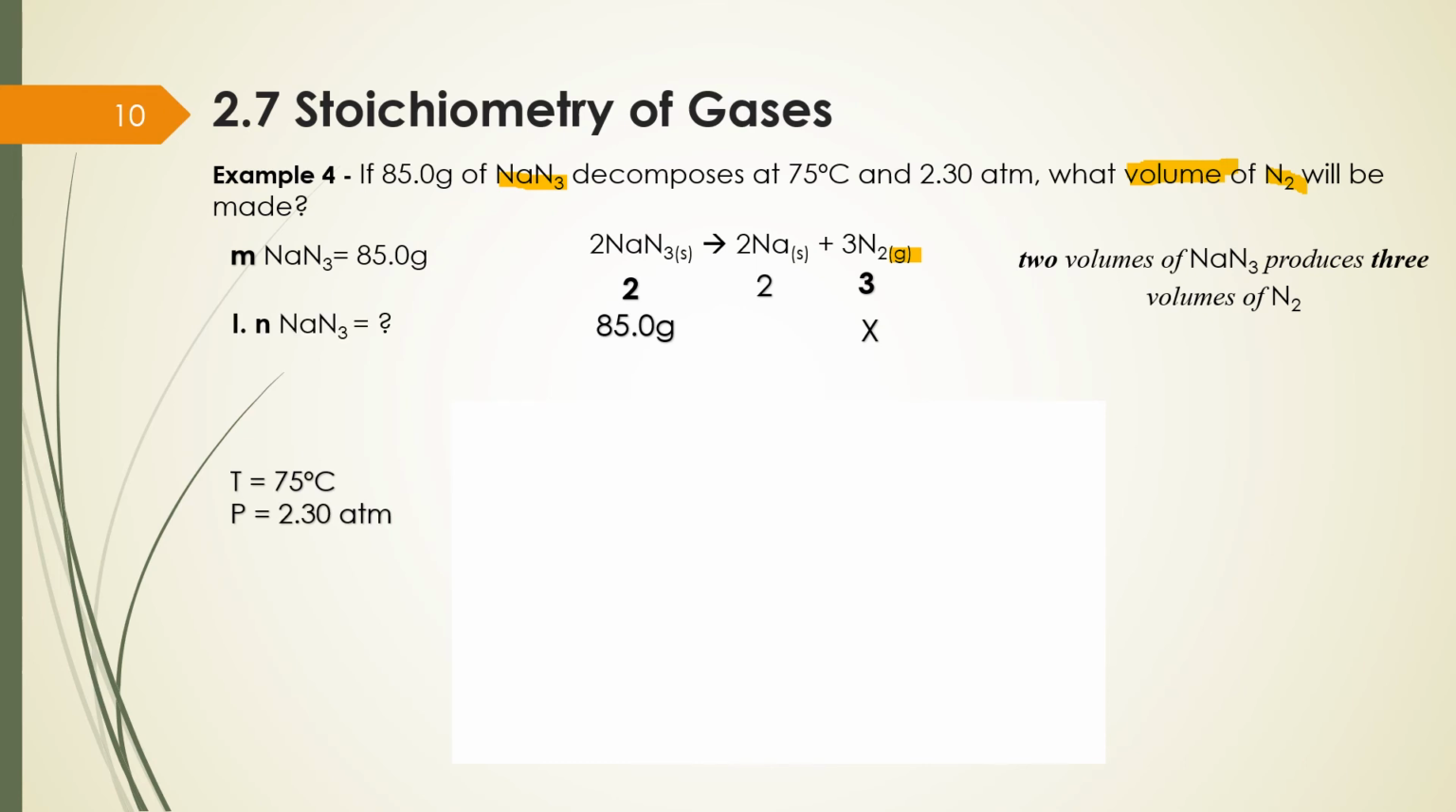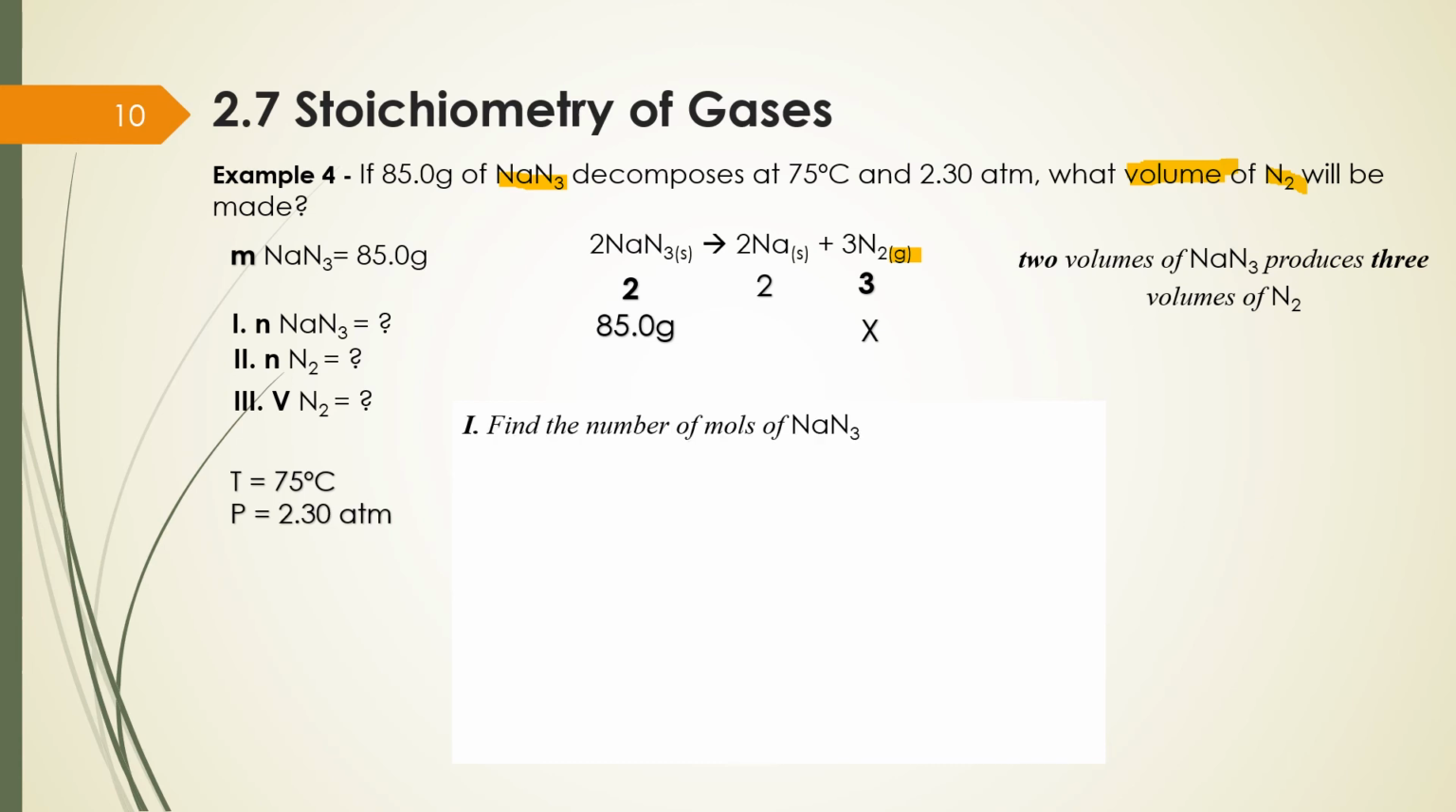So what am I going to calculate? For me to calculate the volume of N2, I need to know the number of moles. For me to know the number of moles of N2, I need to know the number of moles of NaN3. Okay, so my first step is to calculate the number of moles of NaN3. My second step is to calculate the number of moles of N2. And then finally, if I have the number of moles of N2, I can calculate the volume.